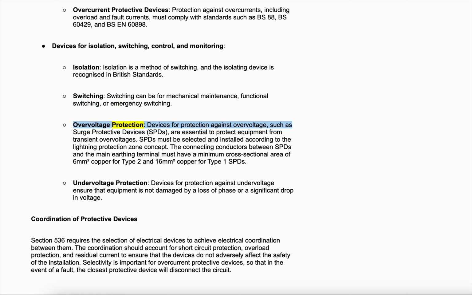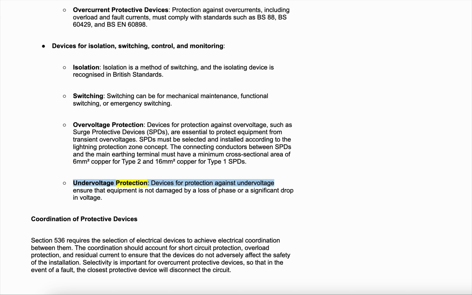Overvoltage protection. Devices for protection against overvoltage, such as surge protective devices, SPDs, are essential to protect equipment from transient overvoltages. SPDs must be selected and installed according to the lightning protection zone concept. The connecting conductors between SPDs and the main earthing terminal must have a minimum cross-sectional area of 6 mm² copper for Type 2 and 16 mm² copper for Type 1 SPDs.